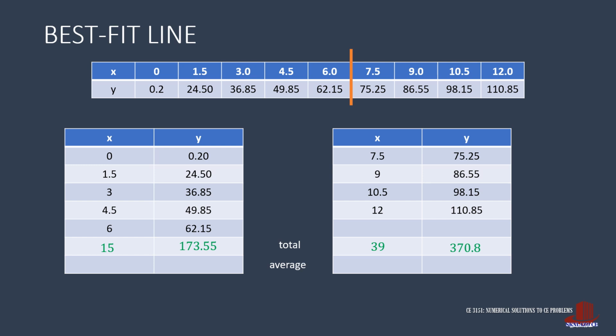Now take the average. So from the first table, average x is 15 divided by 5, which is 3. Y average is 173.55 upon 5, which is 34.71. From the second table, there is 39 all over 4, which is 9.75. And y average is 370.8 upon 4, which is 92.7. With the averages already known, the functions involved are 34.71 as equal to 3a plus b. Then from the second table, there is 92.7 as equal to 9.75a plus b.